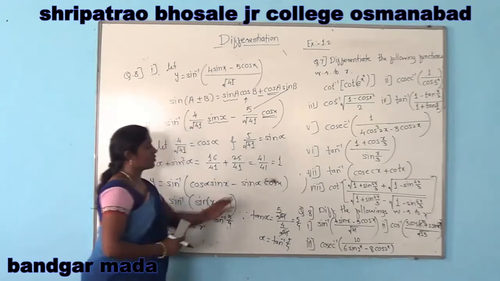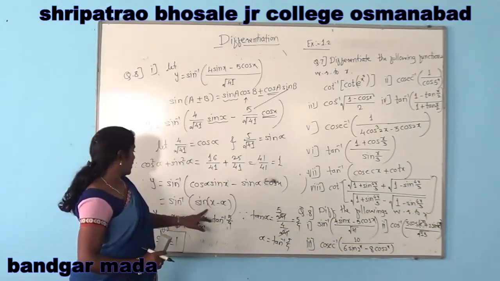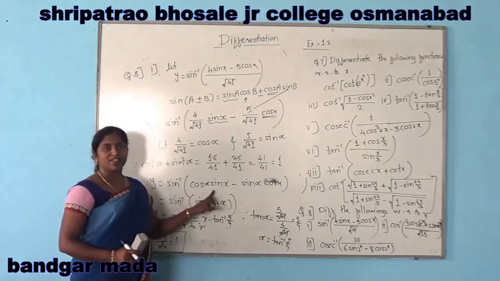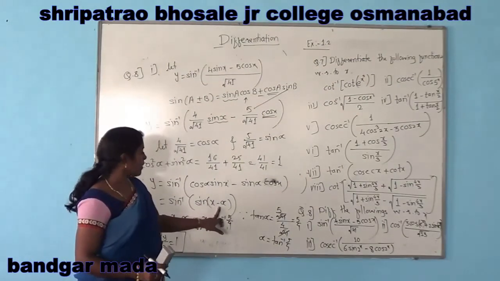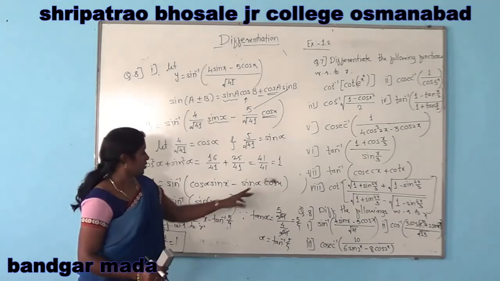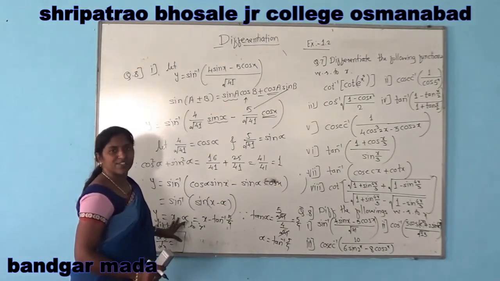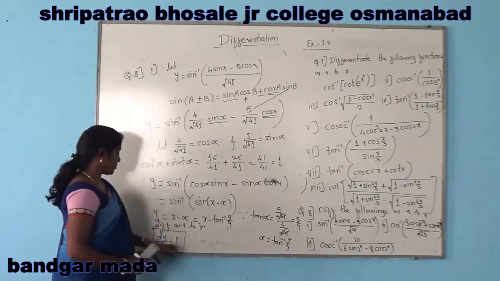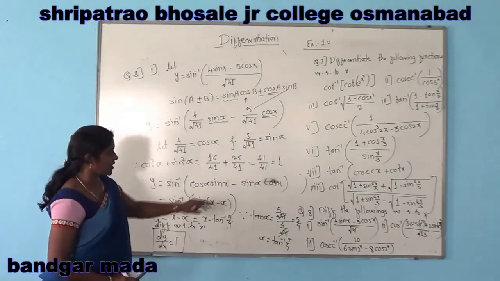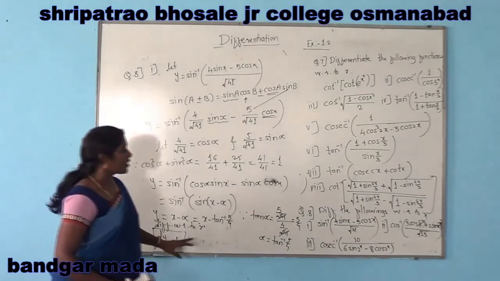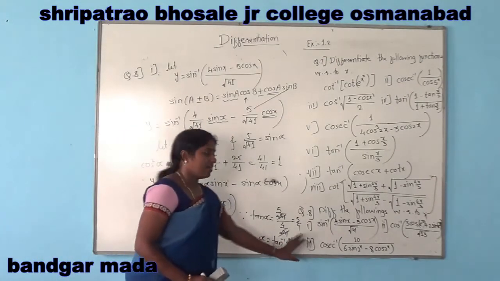Cos inverse of cos we have to find, and we get here, instead of x, e raised to x minus the constant alpha. Okay, so we will get y equal to e raised to x minus alpha, and the derivative of e raised to x will be e raised to x. So dy by dx in the second example will be e raised to x. Now we are going to solve the last example.